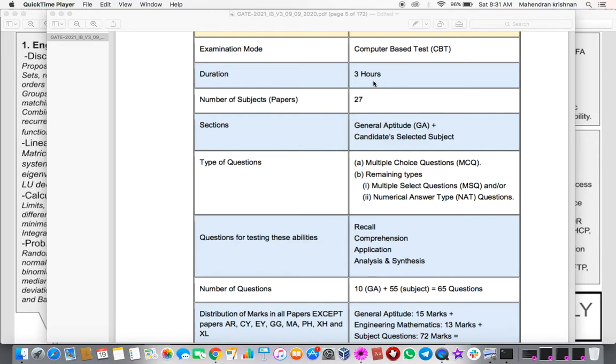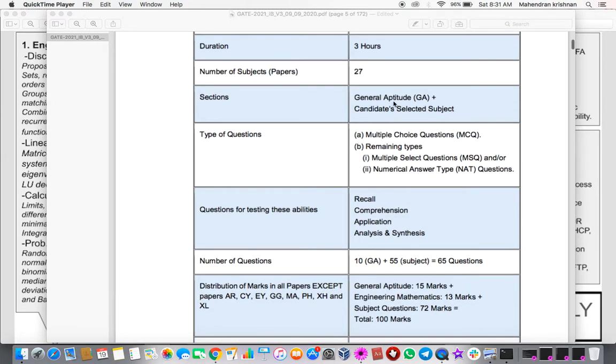The GATE exam duration is 3 hours. GATE has a total of 27 subjects, and we are allowed to pick one or two papers. We have general aptitude and a selected subject. I took computer science. This is my paper.